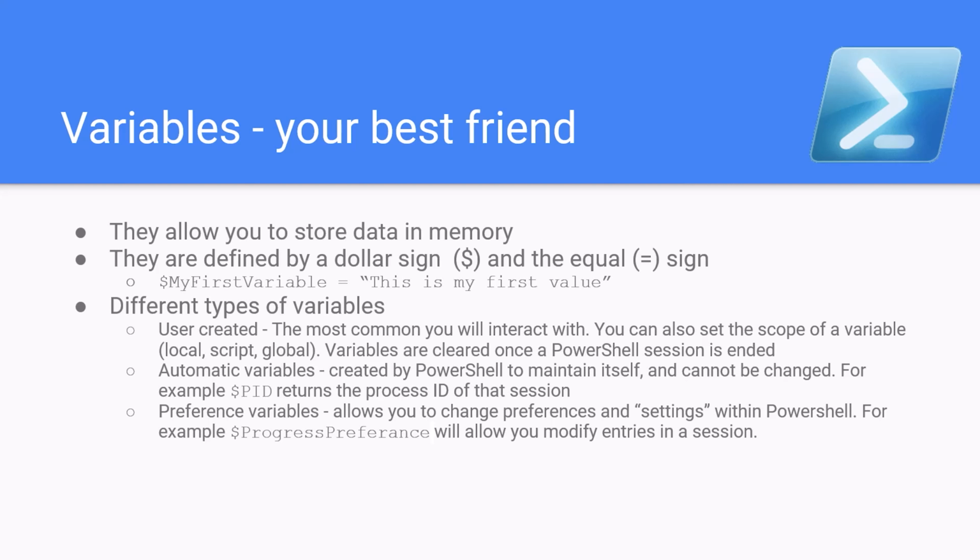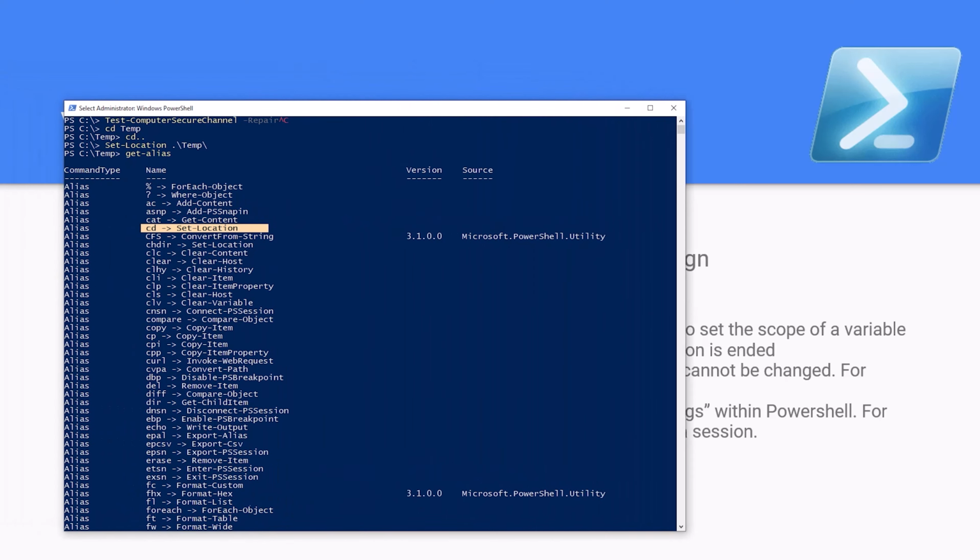And then the last type of variable is preference variables. This allows you to change the preferences and the settings within PowerShell. Again, a leg up over command prompt. So for example, progress preference allows you to modify entries in a session. All right, so let's look at variables.